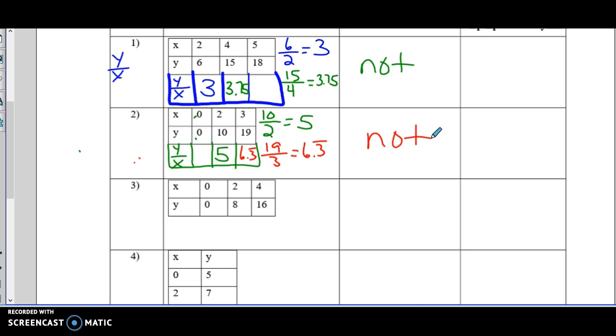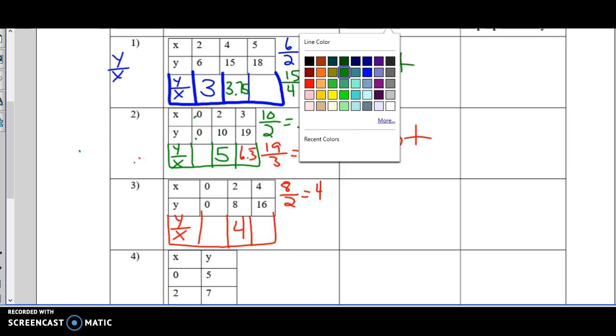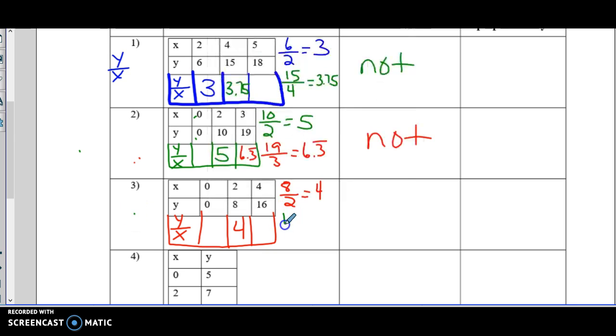Now let's take a look at example 3. Again, let's do Y divided by X, and then simplify. It meets the first requirement. I have 0, 0. So let's move to the next one. 8 over 2. 8 divided by 2 is 4. My next one, I have 16 and 4. 16 divided by 4 is also 4. So because this table has 0, 0, and it has the same constant of proportionality, I would say yes, it is proportional, and the unit rate or the constant of proportionality is 4.